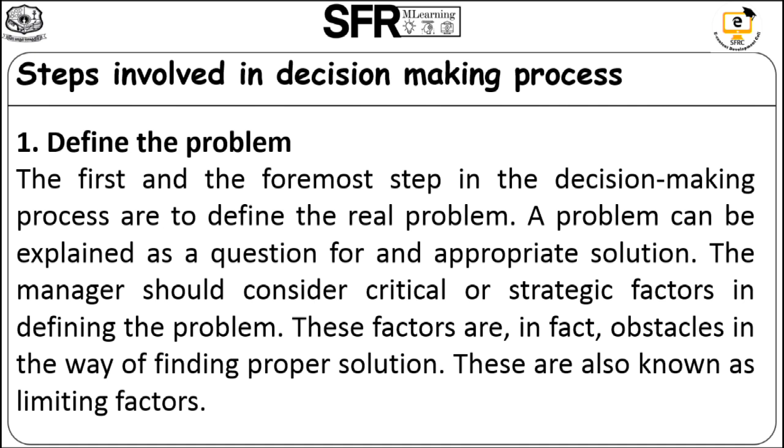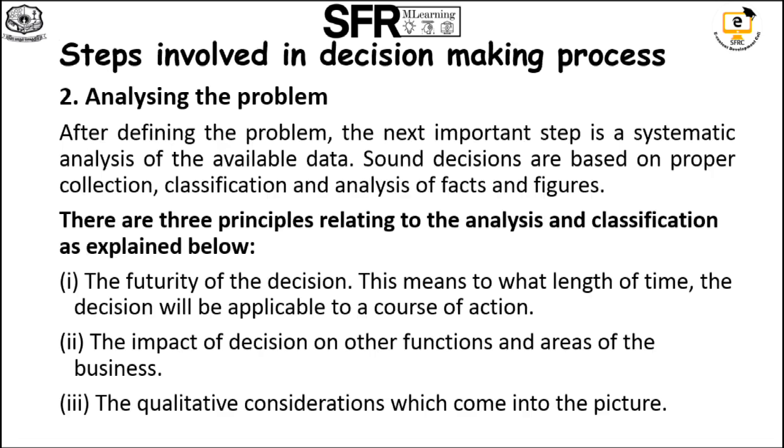Steps involved in decision making process. The first step is define the problem. The first and foremost step in the decision making process is to define the real problem. A problem can be explained as a question for appropriate solution. The manager should consider critical or strategic factors in defining the problem. These factors are, in fact, obstacles in the way of finding proper solution. These are also known as limiting factors.